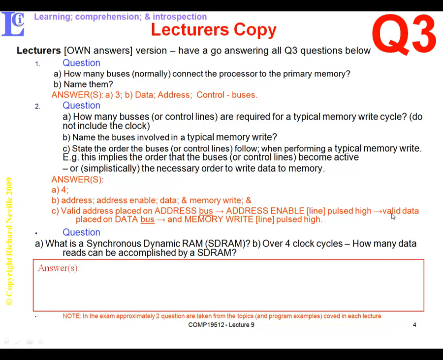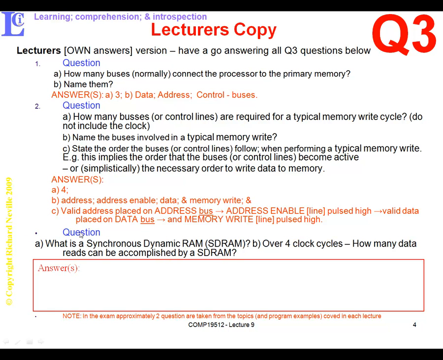And then valid data is placed on the bus. Now, as it says it is a write, that data will be placed on the bus by the processor. And this will be in the second cycle of the clock. And then another control line is pulsed high to tell the memory that we're actually writing data to it. So this is a single line, and it's a memory write line that tells the memory the direction of the data flow on the data bus.